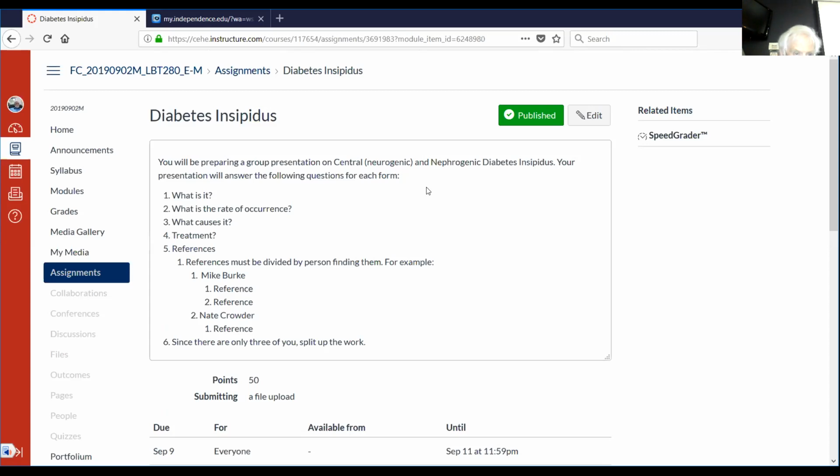Do all the research. What is the disease? Rate of occurrence, meaning what percentage or what number of people out of, say, 100,000 are likely to have this disease? What's the cause? Because they do have different causes. And what treatments are available?